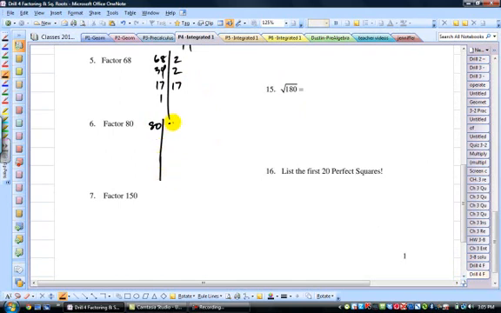Okay, we're back now. It's even. Divided by 2, 40. Divided by 2 is 20. Divided by 2 is 10. Divided by 2 is 5. 5 is prime. You can only divide it by itself. And again, when you get to 1, you stop.